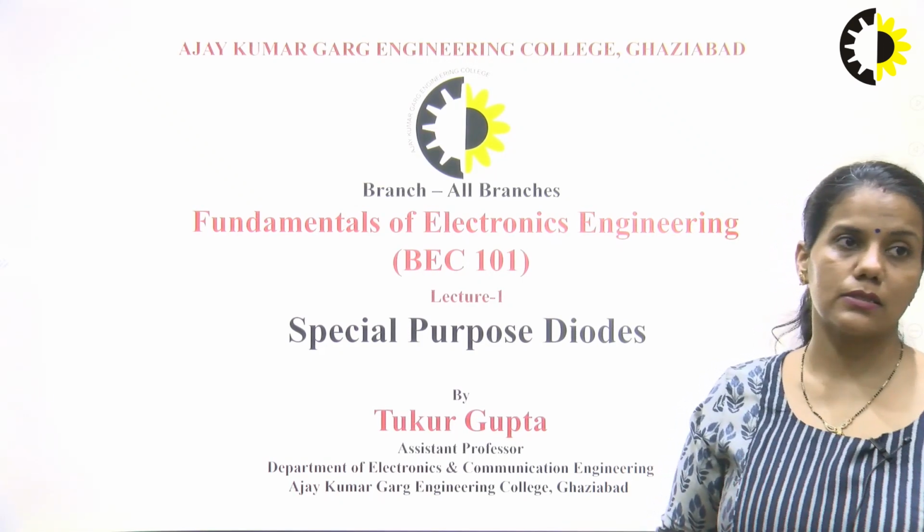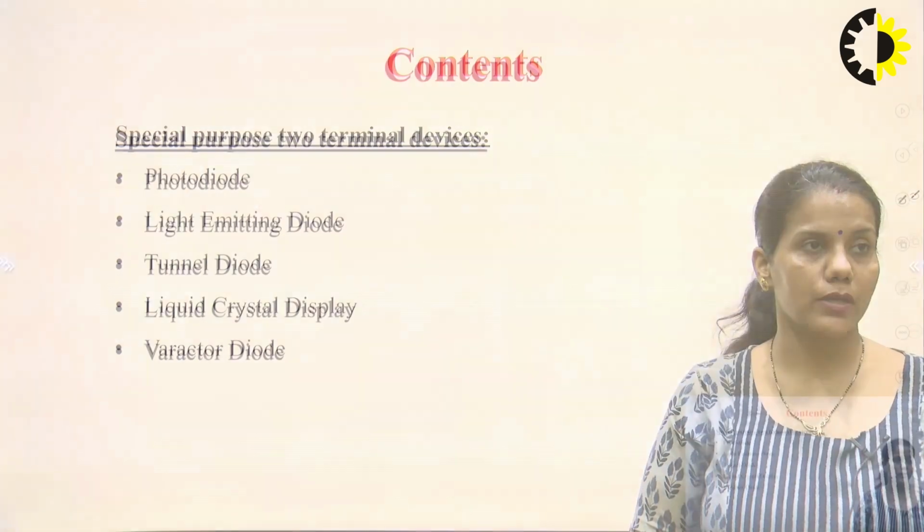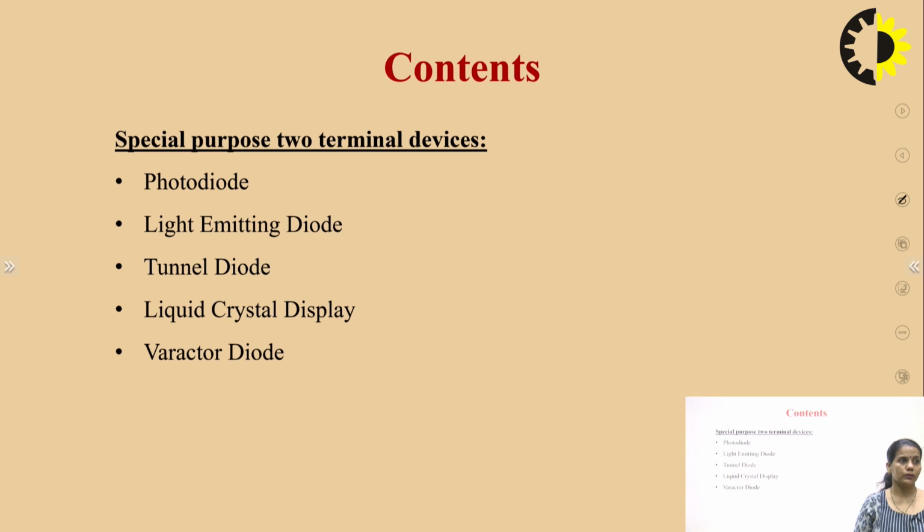Today I will discuss the special purpose diodes from Unit 1. The contents of today's lecture will include 4 types of special purpose diodes. We have majorly 5 special purpose diodes, that is photodiode, light emitting diode, tunnel diode, liquid crystal display and varactor diode. Today I will discuss 4 important special purpose diodes, that is photodiode, light emitting diode, tunnel diode and varactor diode.